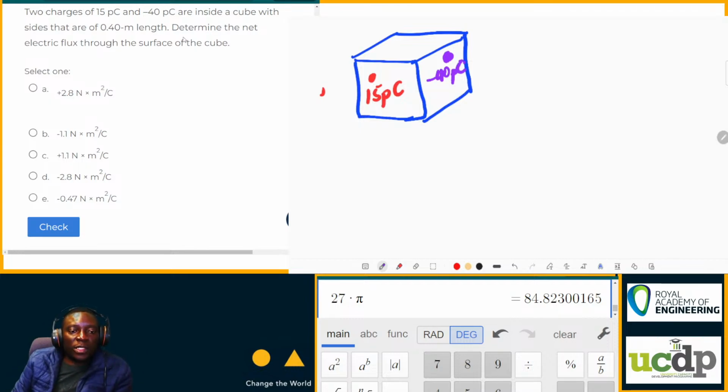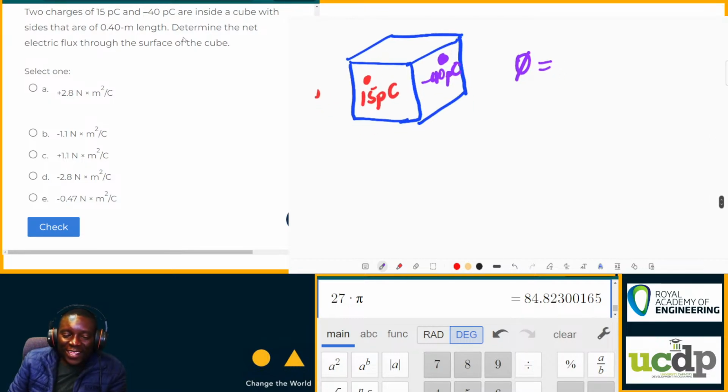Pico is 10 to the minus what? 12. Okay, perfect. You're right. Pico is 10 to the minus 12. Thank you for that. So now this is to determine the net electric flux. Flux is phi. Anyway, I haven't said anything about flux, so now I'm being forced to start with this.